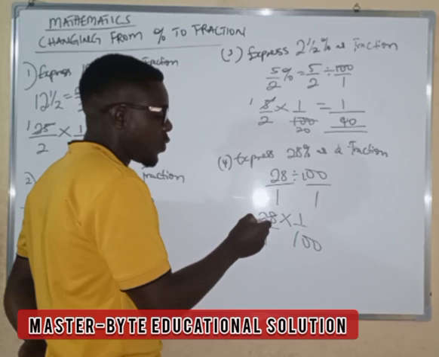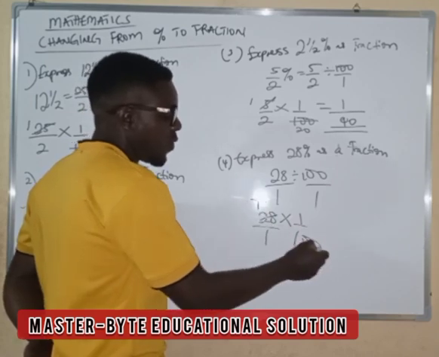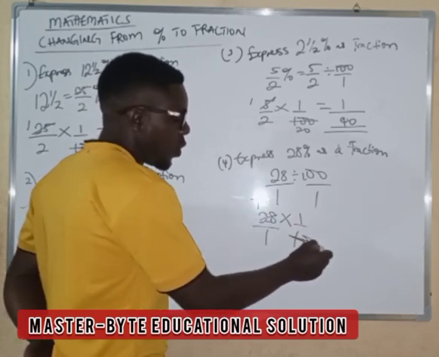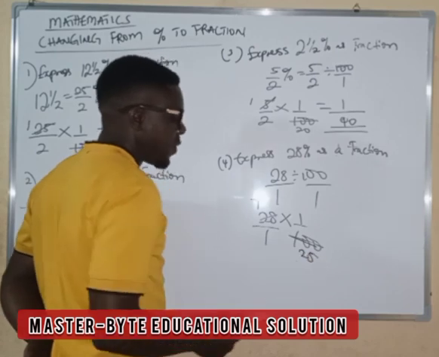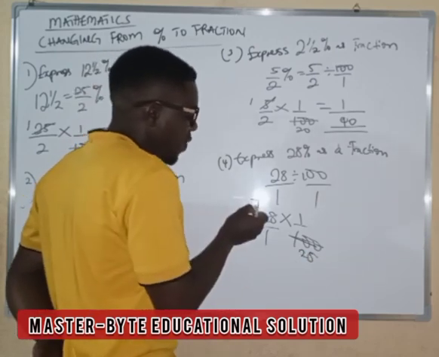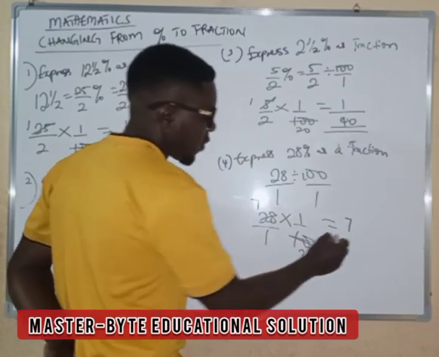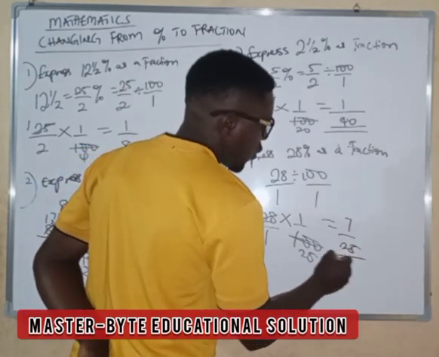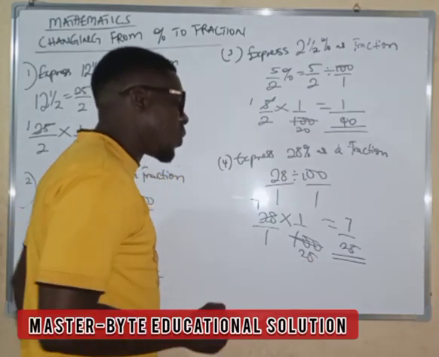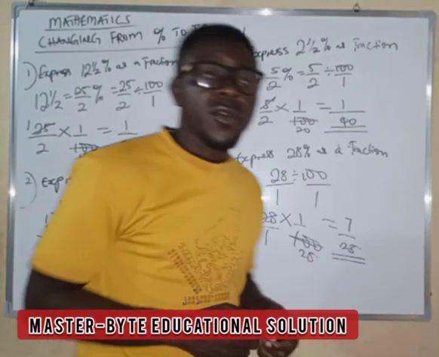4 into 28 is 7. 4 into 100 is 25. So 7 times 1 will have 7. 1 times 25 we have 25. So your answer is 7 over 25.